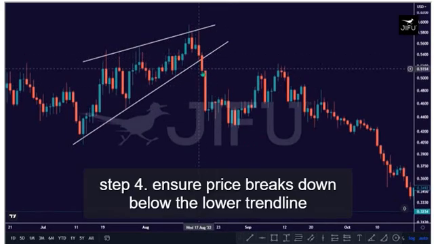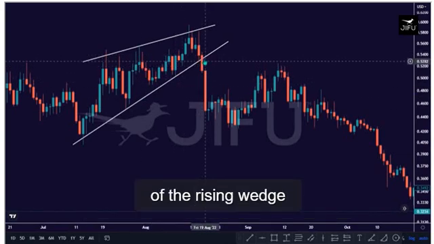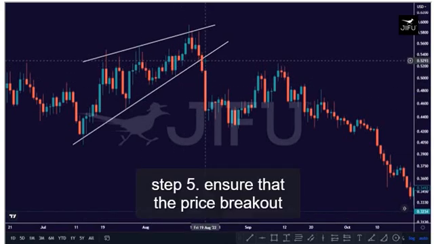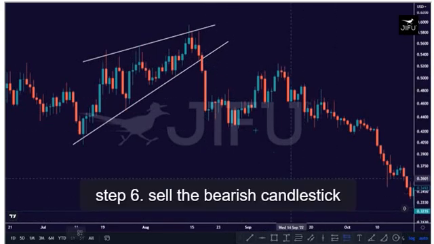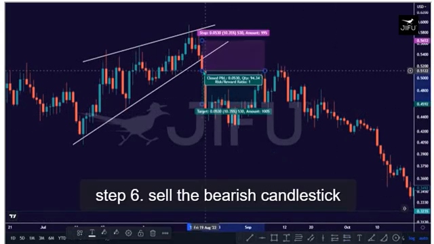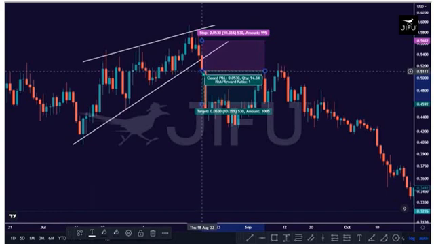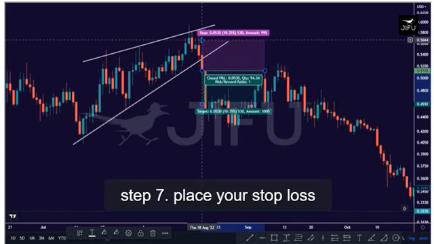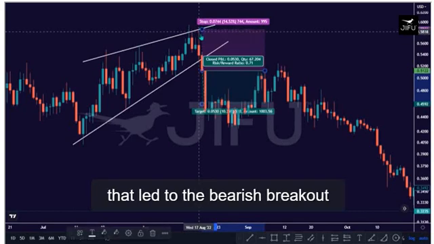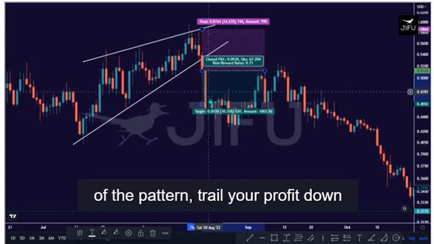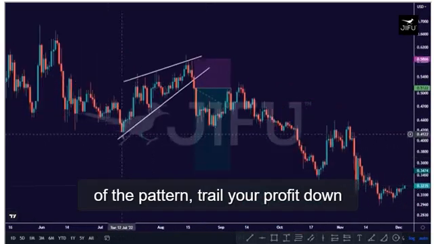Step 4. Ensure price breaks down below the lower trend line of the rising wedge. Step 5. Ensure that the price breakout below the lower trend line is a strong bearish candlestick. Step 6. Sell the bearish candlestick breakout of the lower trend line. Step 7. Place your stop loss at the high of the last bearish swing that led to the bearish breakout of the pattern. Trail your profit down.